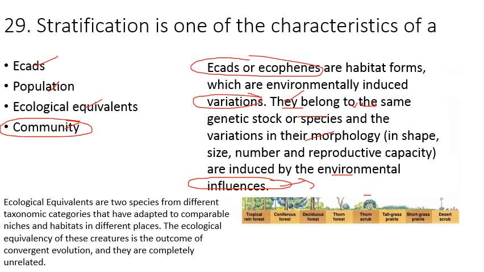Next we have ecological equivalence. So ecological equivalents are two species from different taxonomic categories that have adapted comparable niches and habitats in different places. The ecological equivalency of these creatures is the outcome of convergent evolution, and they are completely unrelated. So there are two different species in different places, but they show some similarity in their niches, means way of life, or in their habitat. So they are completely unrelated, and this is an example of convergent evolution.